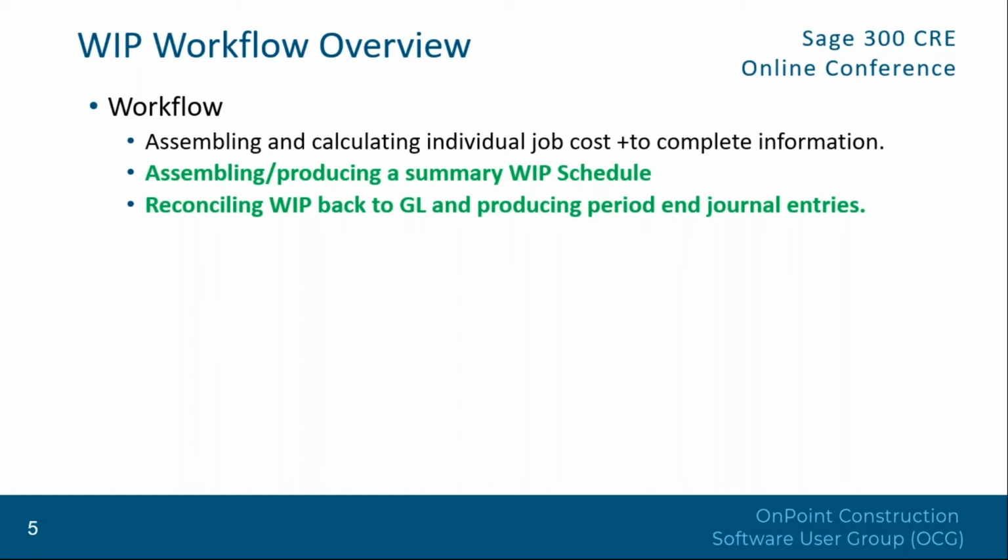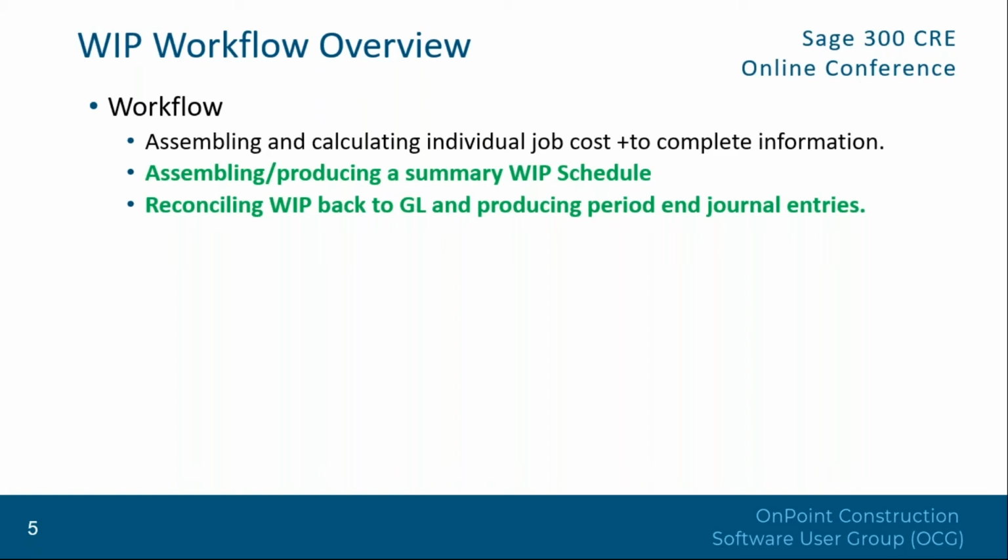Okay, and more importantly, I wrote all of this material from a bean counter standpoint. I want to be able to produce this WIP schedule so that I can reconcile all these balances back to my GL, and that I can produce the period end journal entries. Okay, so there's really 2 parts of what I'm going to be showing you: assembling and producing the WIP schedule, and then reconciling the WIP back to the GL.